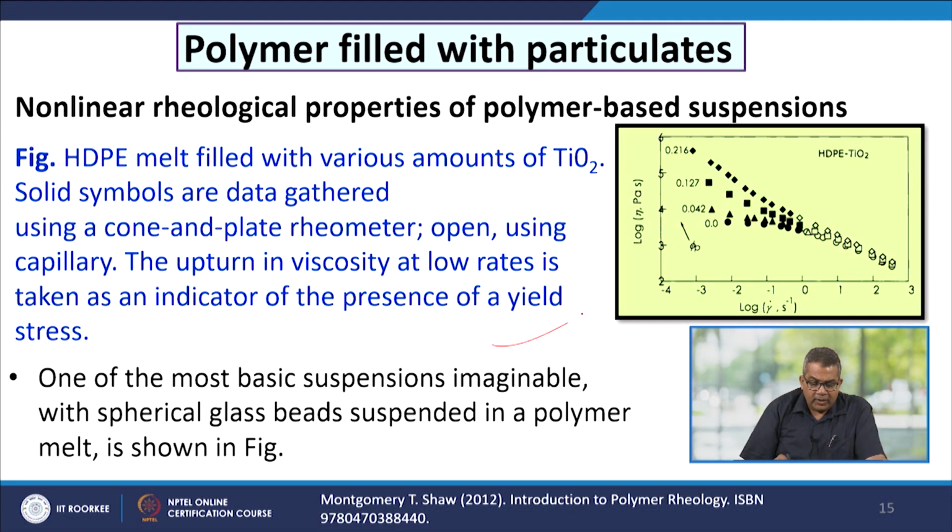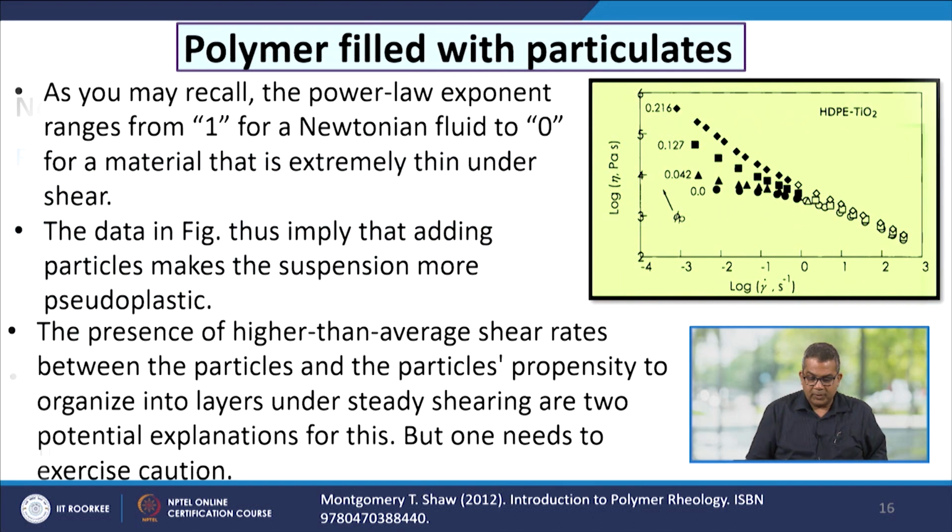Now, in this particular figure, the data are gathered for an HDPE melt filled with various amounts of titanium dioxide solids. Using a cone and plate rheometer and a capillary rheometer, the upturn in the viscosity at lower rate is taken as an indicator of the presence of the yield stress. Now, one of the basic suspensions imaginable is spherical glass beads suspended in a polymer melt, as per this particular figure.